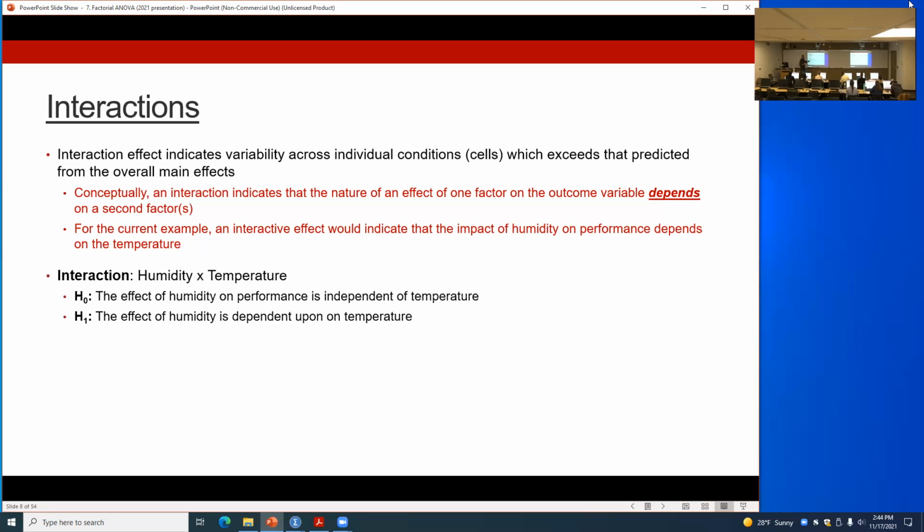All right, so in addition to my two main effects, I also have an interaction, let's say, of humidity by temperature. Null hypothesis, and again, there's no statistical notation for this. It just says the effect of humidity on performance is independent of temperature, doesn't depend on temperature. Our alternate hypothesis here is that the effect of humidity is dependent on temperature, or we can flop that around.